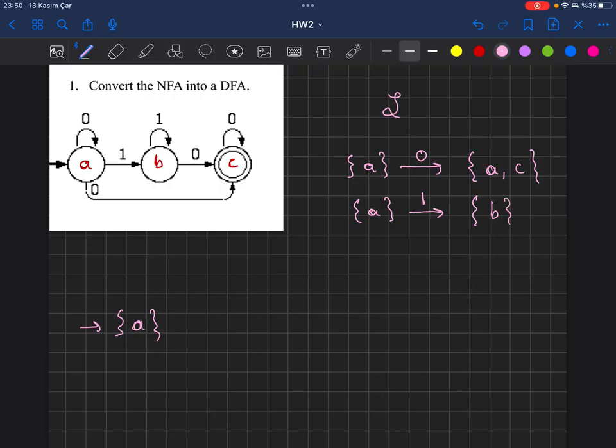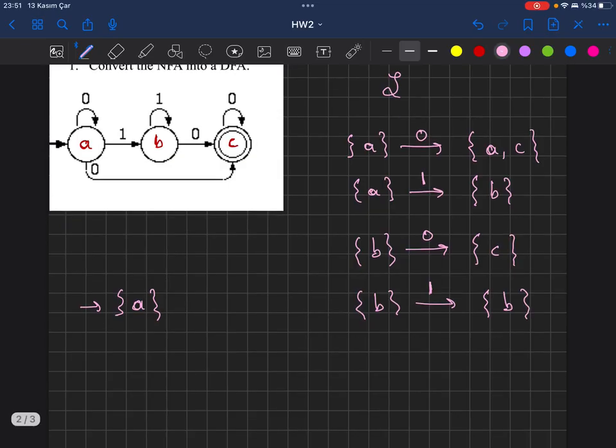Okay, let's continue with B. In B state, if we go with 0, we will go to C, right? So write the C state. And if we go with 1, we will go to the same state. It's B. Okay.